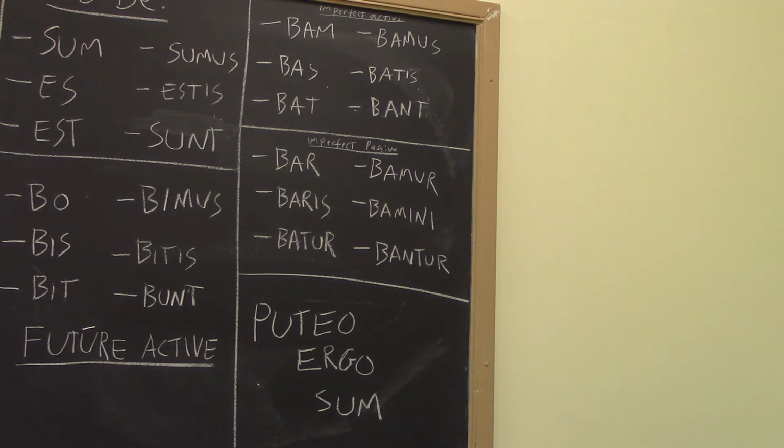So, we've managed to get through the basics of Latin. Now I have a little assignment for y'all. What is the English translation of the term putio ergo sum?